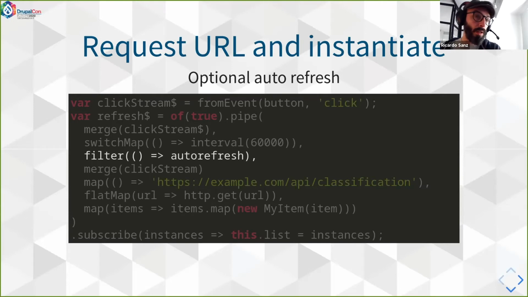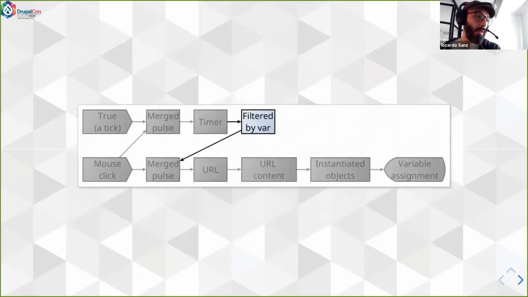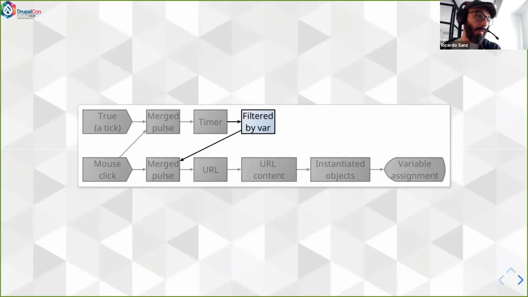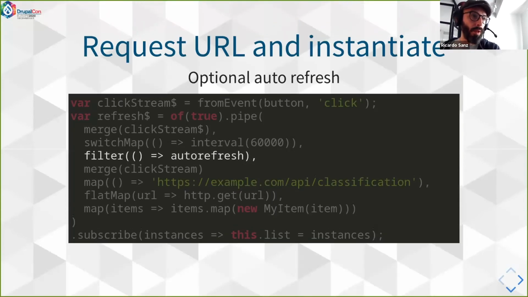We can see this diagram. This is the previous one, and what we have added is just, instead of the timer going directly to this box, an operator that filters this branch of the pipe. So as you see, making it optional is just adding this line of code.